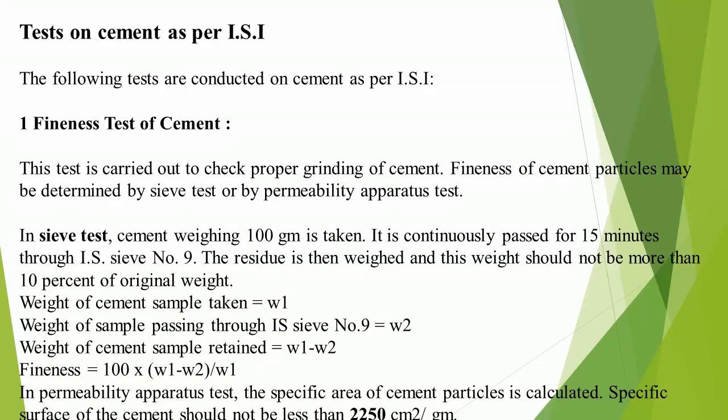Weight of cement sample taken equals W1. Weight of sample passing through IS sieve number 9 equals W2. Weight of cement sample retained equals W1 - W2. Fineness equals 100 x (W1 - W2) / W1. In the permeability apparatus test, the specific surface area of cement particles is calculated. Specific surface of the cement should not be less than 2,250 square centimeter per gram.